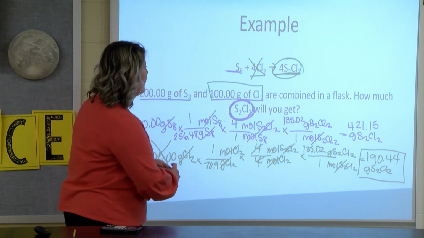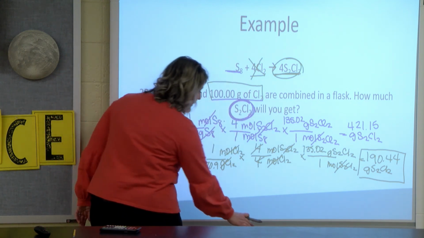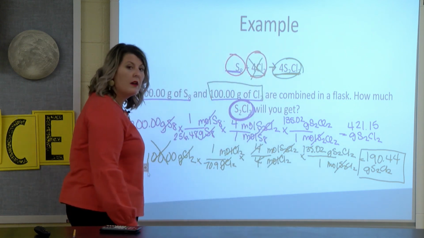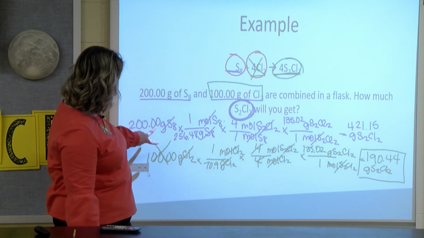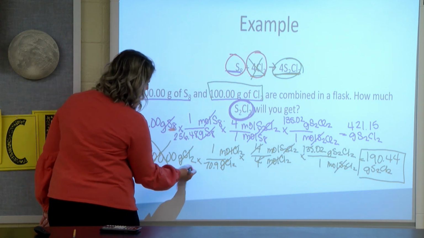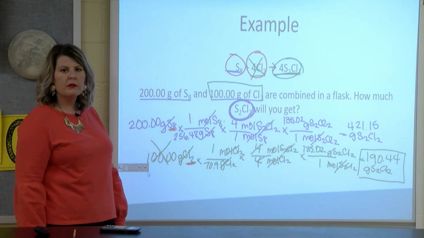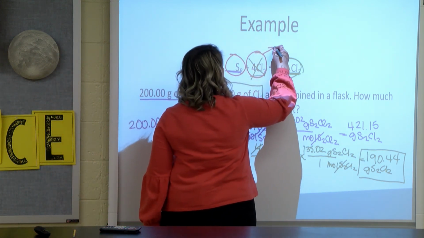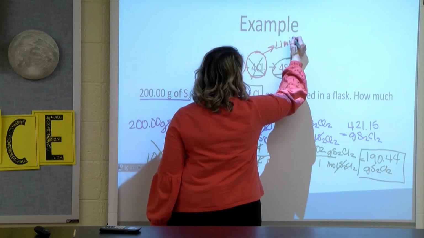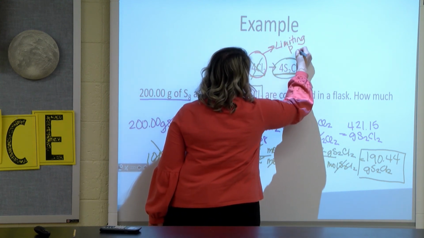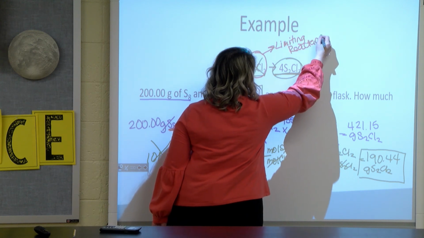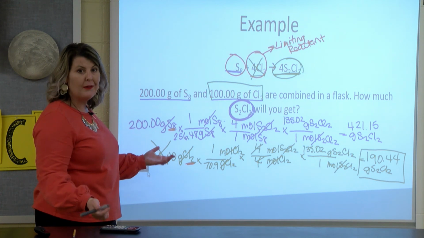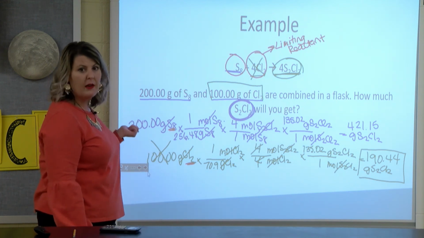Well, I only have two choices. I only have two reactants. So my limiting reactant is either S8 or it's Cl2. It's one of these two things. Well, which one gave you the smaller number? The smaller number came from Cl2. So your Cl2 is actually your limiting reactant, because after you used up 100 grams, you ran out. It's like the cheese. The cheese stands alone.